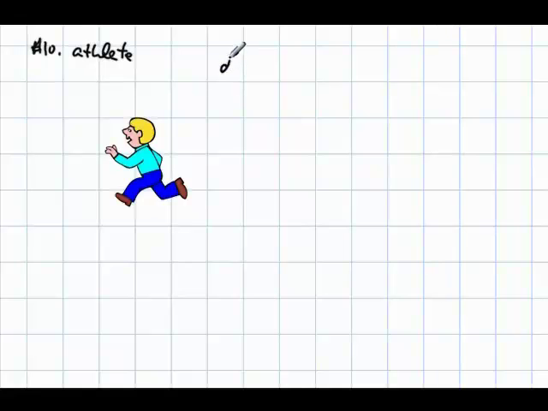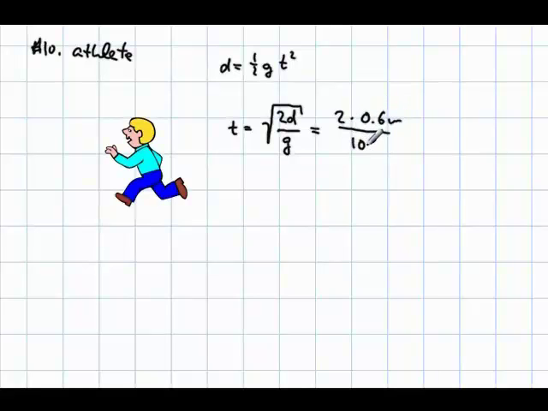So we're going to start with d equals 1/2 gt squared, and solving for t is already done for us in the book. And again, it's going to be get the 1/2 to the other side, which means multiply by 2, so 2d, divide by g, so that goes to the bottom, and then take the square root on the other side, and that isolates the t. And now we're going to plug in what they gave us, 2 times 0.6 meters, divided by 10 meters per second squared, take the square root of that.